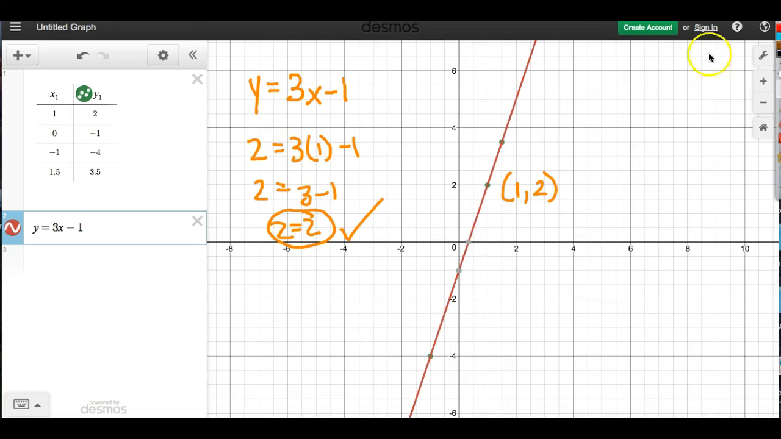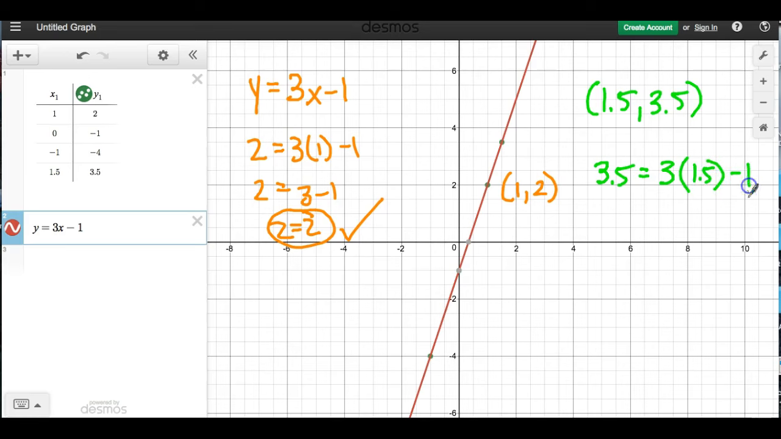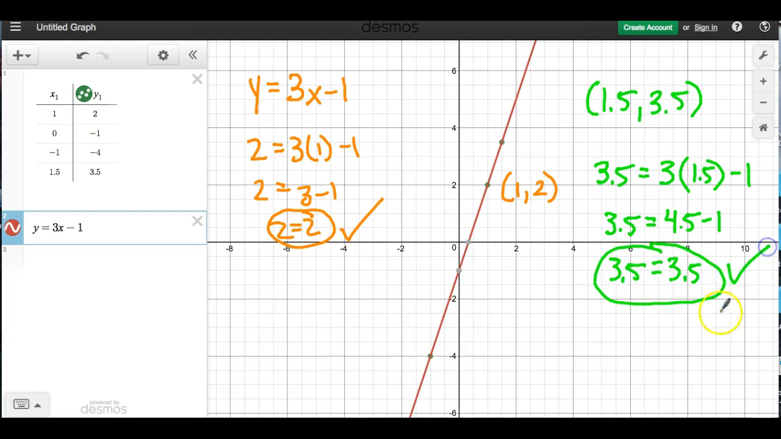Let's check 1.5 and 3.5. That fell on the line, so let's look at it. 1.5, 3.5 means that y is 3.5. x is 1.5. So 3 times 1.5 is 3 plus half of 3. Half of 3 is 1.5, plus 3 is 4.5. 3.5 equals 4.5 minus 1, which is 3.5. It works. This is a true statement, so we're good.